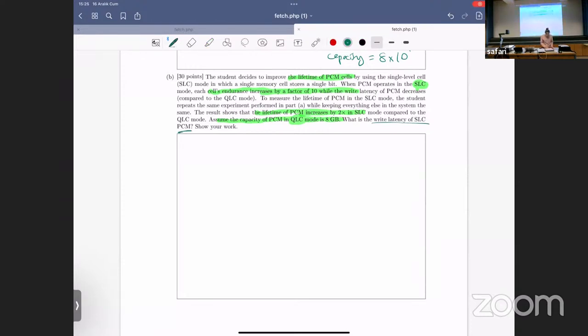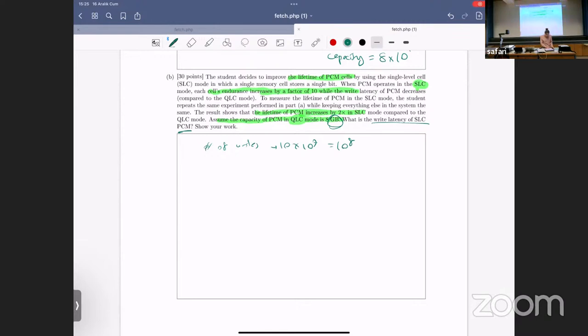So now, since the endurance is increased by a factor of 10, we know that the number of writes we need to send to each cell is 10 times 10 to the 7, which was the previous value. Now it's 10 to the 8. And then the memory capacity is reduced by 4 compared to this one, because we are storing 1 bit instead of 2 bits in one cell, and 2 bits means 4 values.